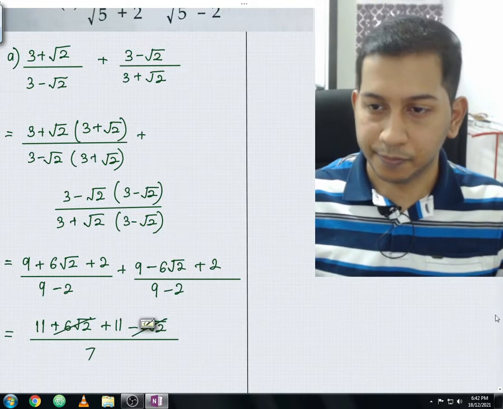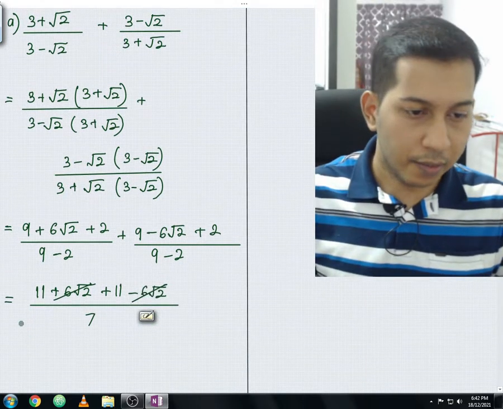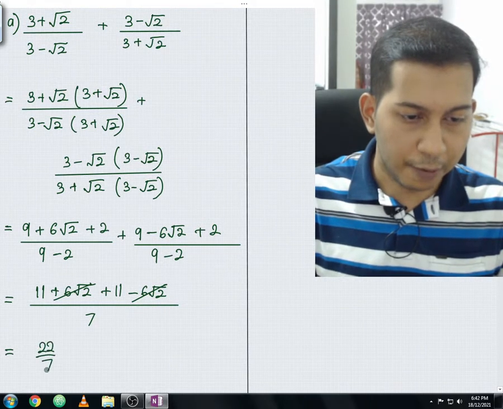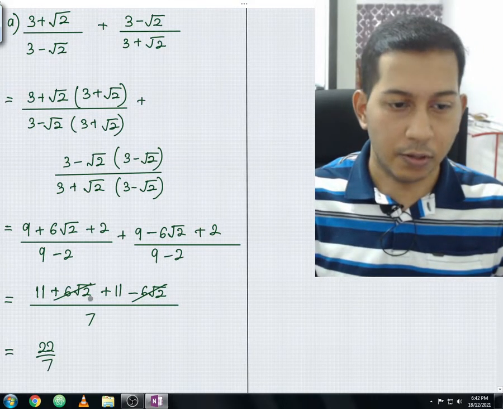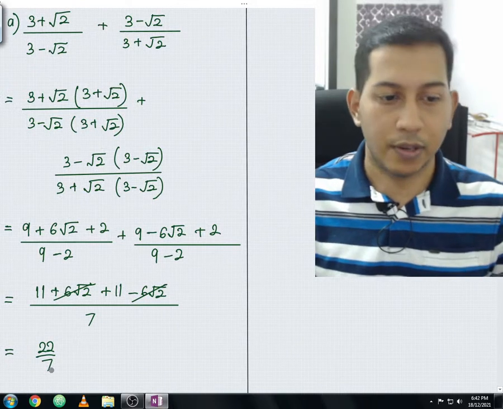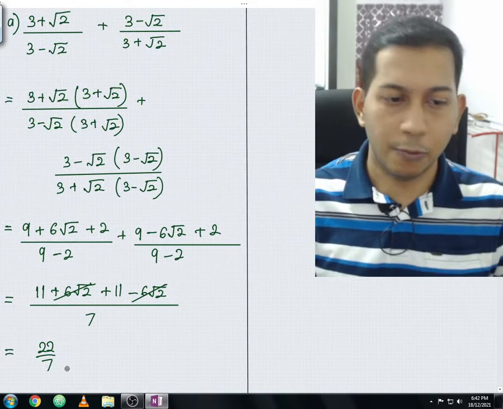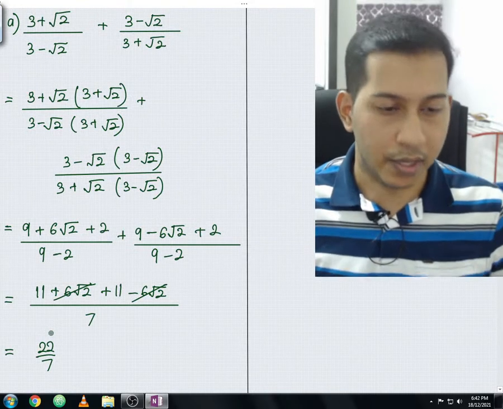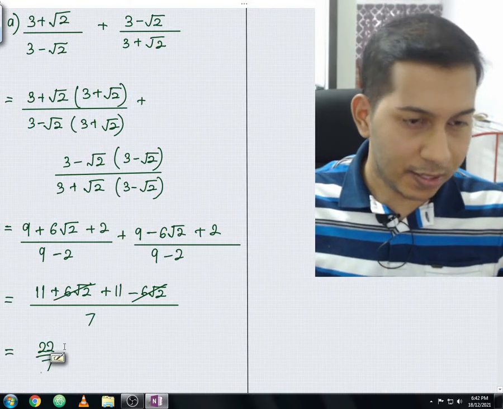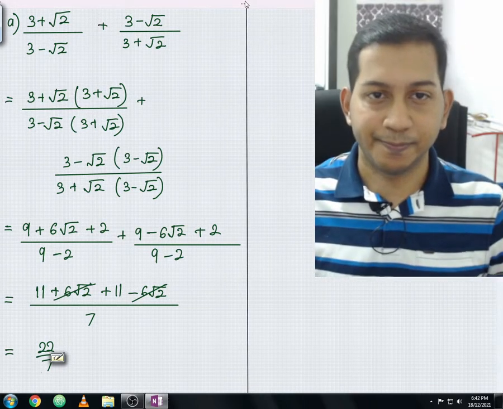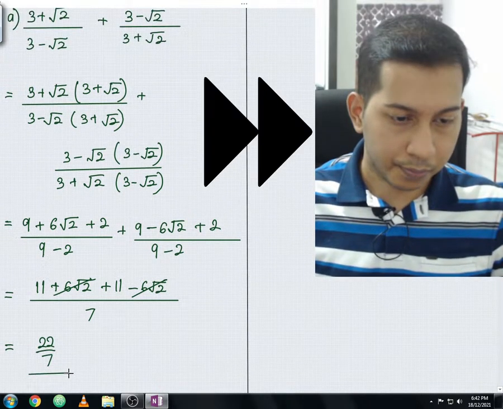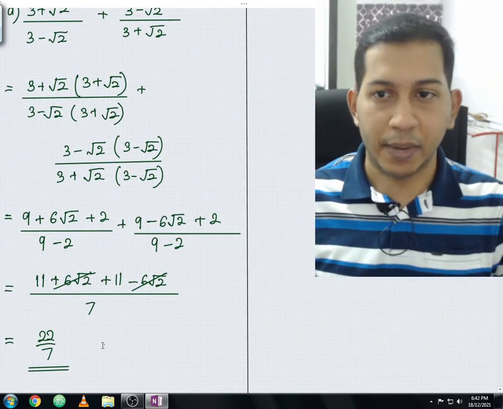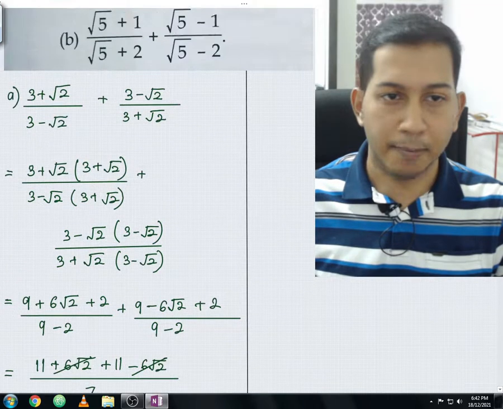So from here your final answer will be 22 over 7. 11 plus 11 is 22, so 22 you divide with 7, that's how you get 22 over 7. Pretty similar value. This 22 over 7 is actually equivalent to pi, just for your information. Let me underline the solution for question part A now. So we are done with question part A. Let us proceed our discussion for question part B.